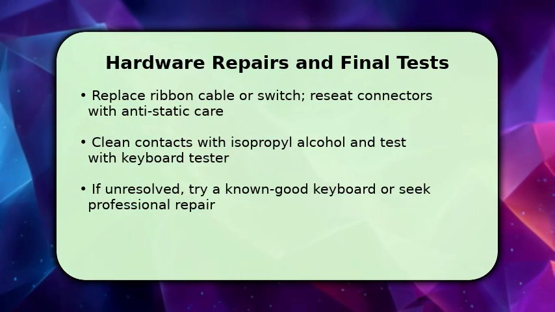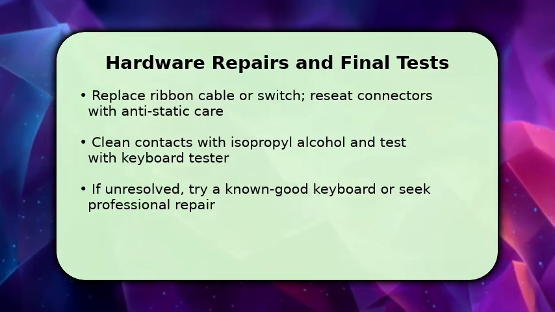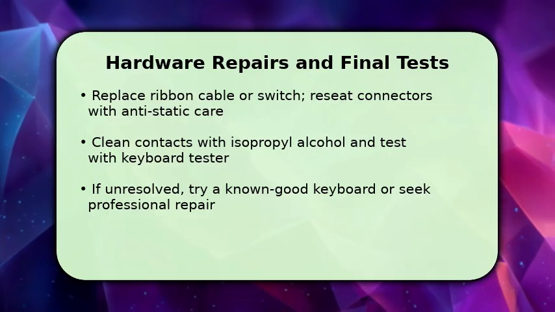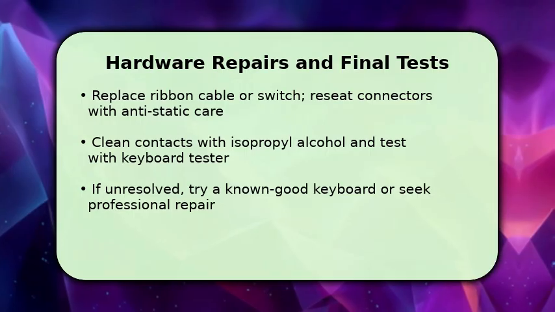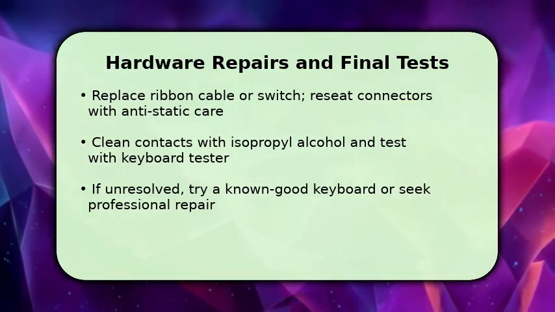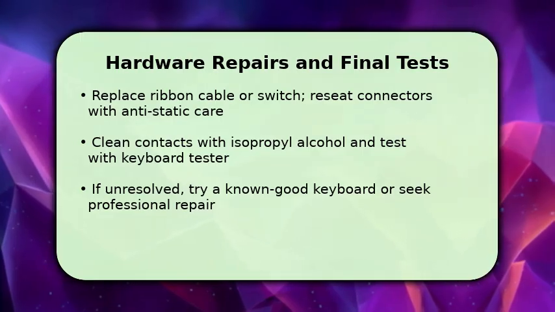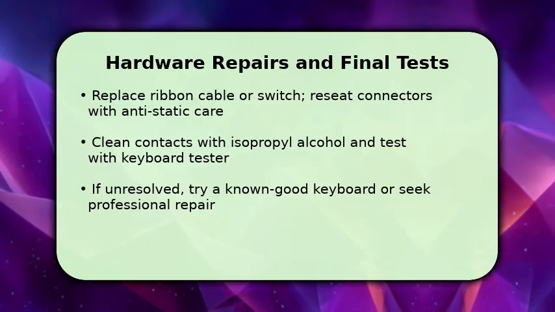You finish by verifying hardware integrity. Power off and safely reseat or replace the keyboard ribbon cable and any connectors, taking anti-static precautions. If individual keys fail, replace mechanical switches or clean contacts with 90% plus isopropyl alcohol and let dry, because oxidation and residue commonly cause intermittent signals.